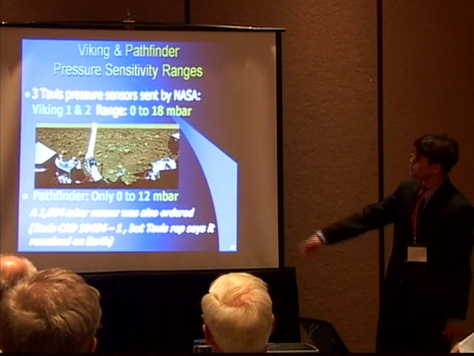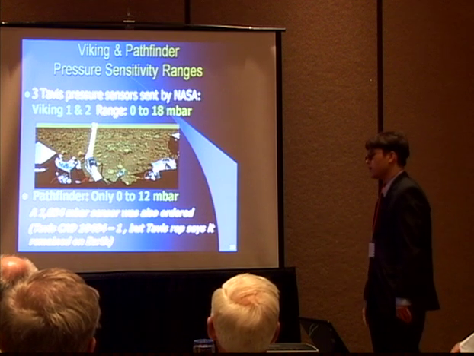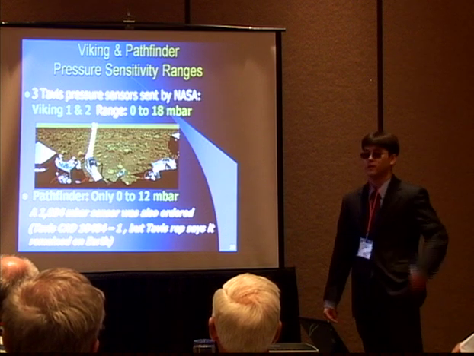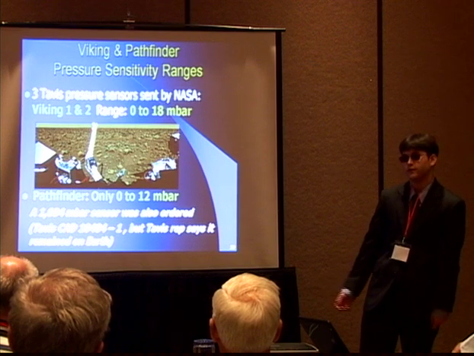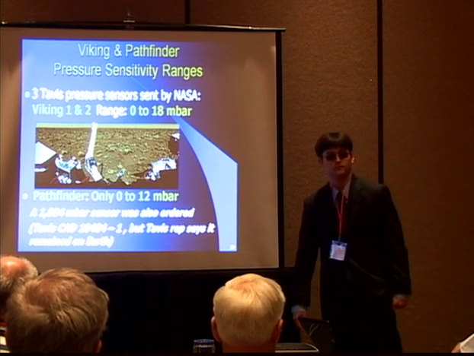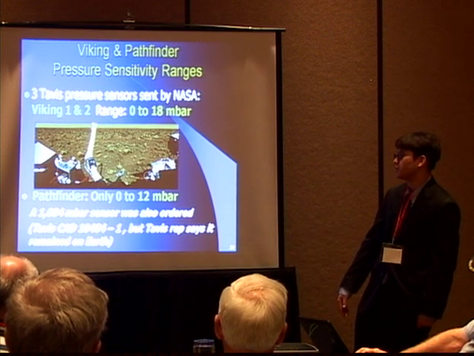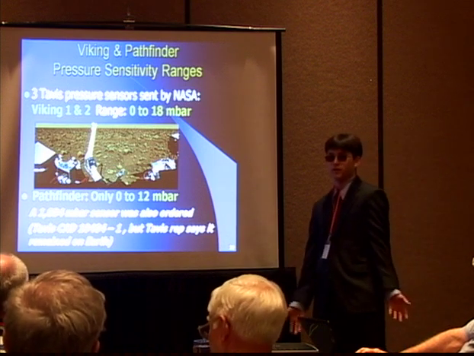All right, the first two sensors on Mars, the Vikings, had a 0 to 18 millibar range, Pathfinder 0 to 12. A sensor that could measure Earth pressure was also ordered, but supposedly it stayed on Earth. Now, I found something interesting recently about this. The calibration for the Pathfinder sensor was actually done about two-thirds of the time at Earth pressure for some reason, which is not what they're expecting to see there. The other third of the time it was at Mars pressure, which is questionable as to why you need to calibrate at Earth pressure if you don't believe pressures are anywhere near that value.